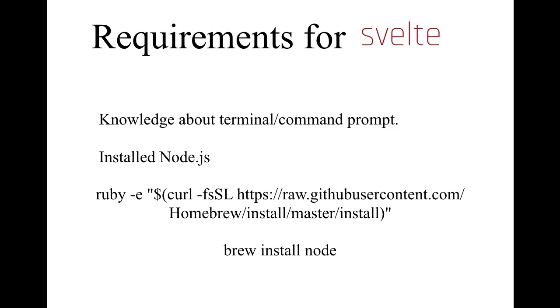Requirements for Svelte. To do coding in Svelte, you must know about the terminal or command prompt. Otherwise, you cannot do it. You have to install Node.js on your computer. If you don't have Node.js, you run this code with Ruby in it in your command prompt or your terminal and press enter, and it will install Homebrew in your computer, sorry. Then you open your command prompt again and write brew install node, and that will install Node.js on your computer.